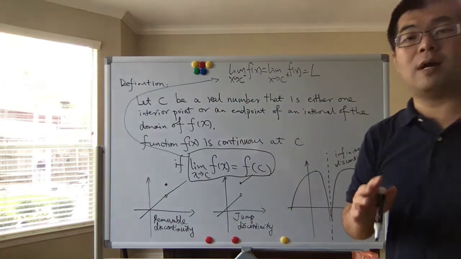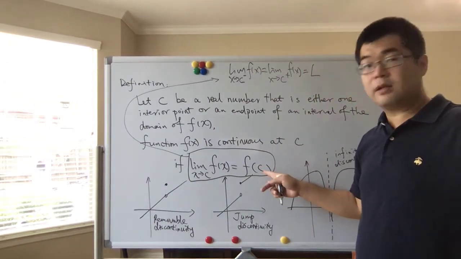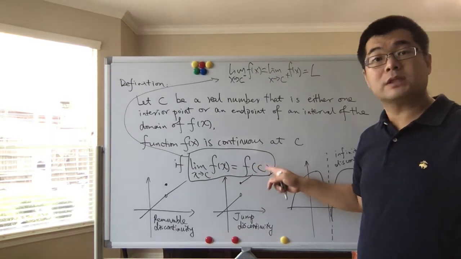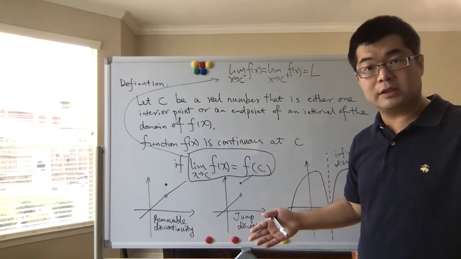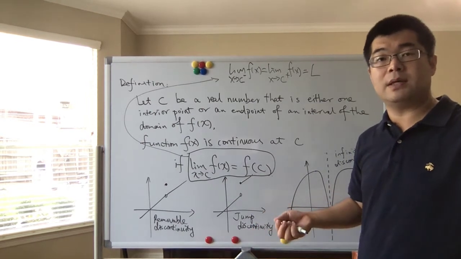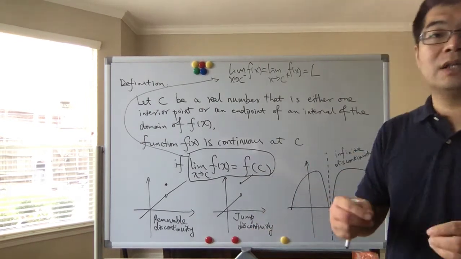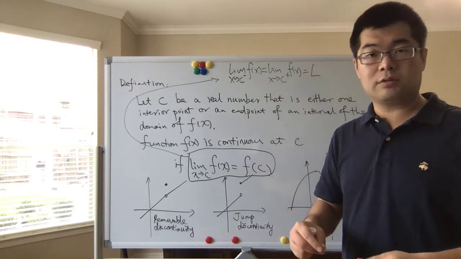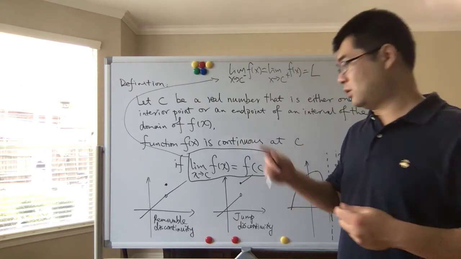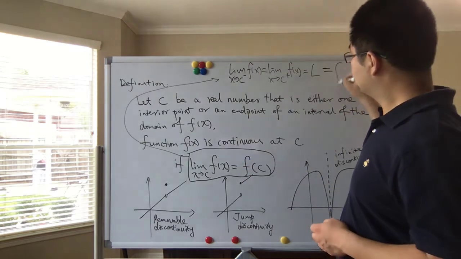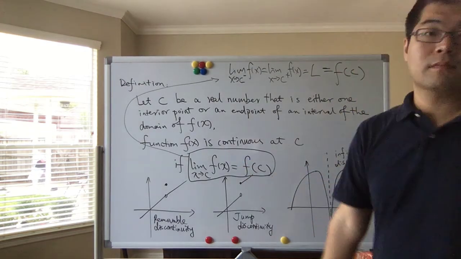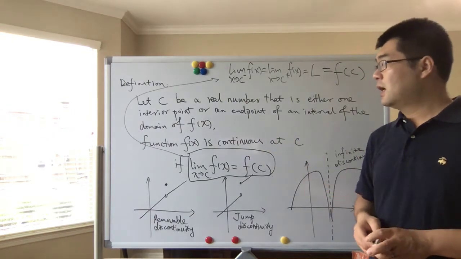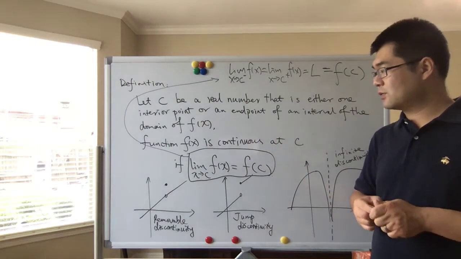Okay. Meanwhile, you look at the right hand side of this equation, f of c also exists and equals capital L. What does that mean? That means at x equals c, the function must be defined, and the corresponding value must equal that limit. So that's the explanation of how to define continuous at a point.